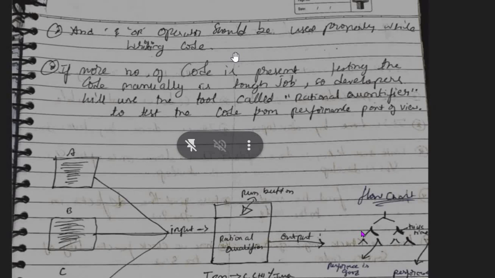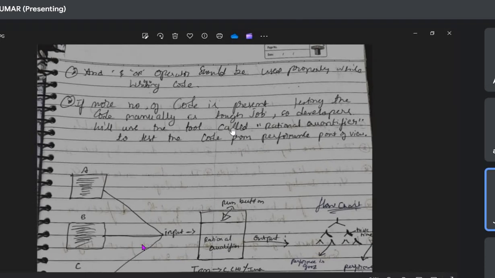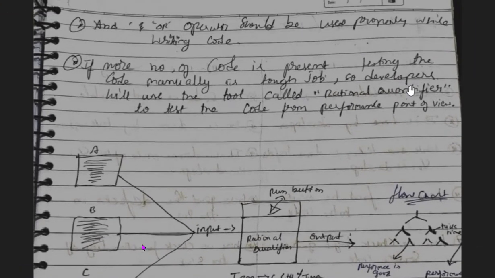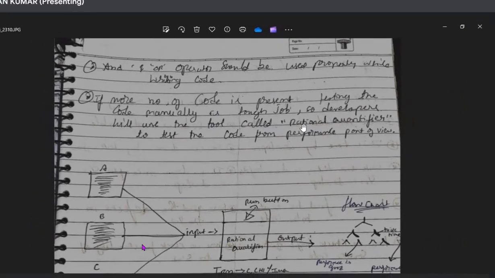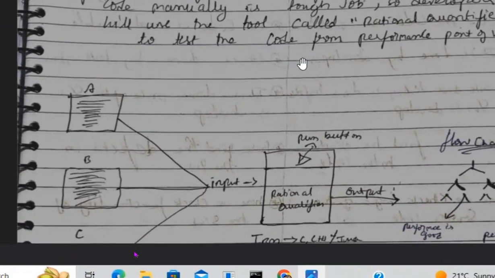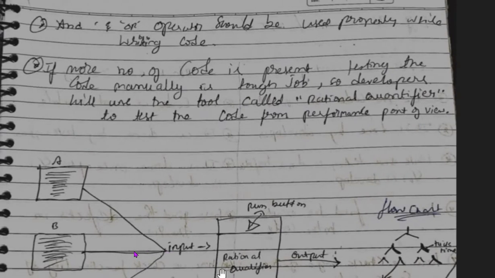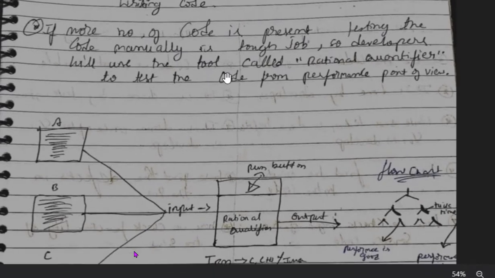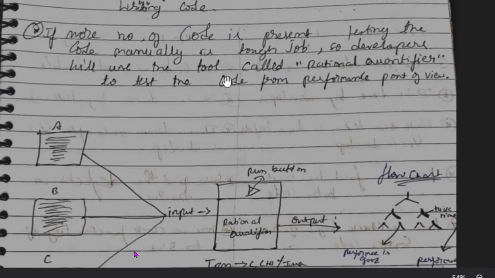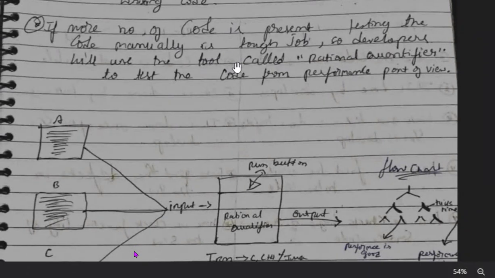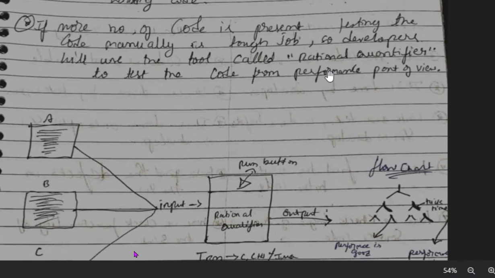Next one. If a large amount of code is present, testing the code manually is a tough job. So developers will use a tool called Rational Quantify. You should remember this one. Everyone is going to use Rational Quantify to test the code from a performance point of view. If it is 20 to 30 lines of code, it is easy to identify the defects and easy to correct them. But if there is a large amount of code, it is highly impossible. So that's why developers use the tool called Rational Quantify, to make the job easier.